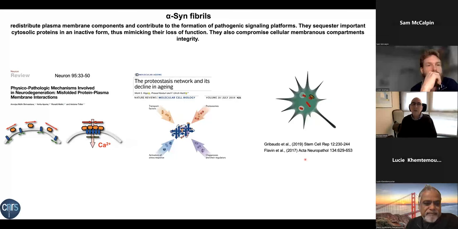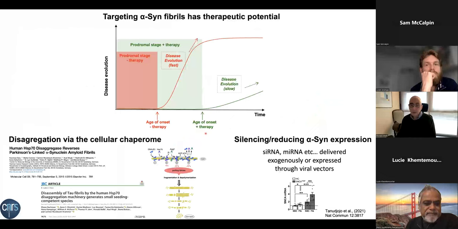So the objective now is to target these aggregates because we think that they are a component of the disease. So how can we target them? We need to interfere with their interaction with the plasma membrane and the redistribution of important proteins at the surface of the cells. We need eventually to restore proteostasis so that we clear these aggregates. And we need to protect the endolysosomal compartment and the mitochondria. And the objective here is to displace the onset of disease to later on in life and also slow down the evolution of the disease.